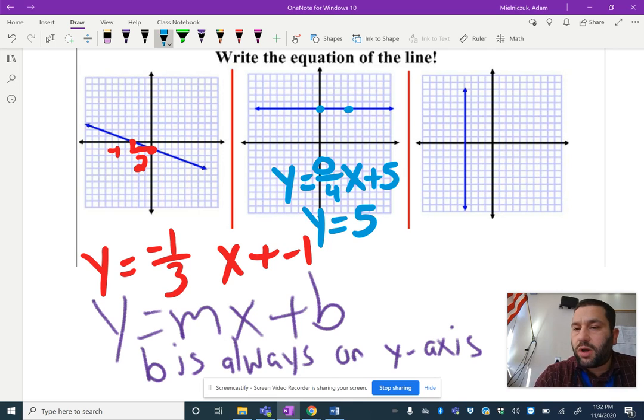And then our last one, we learned in the previous video that when they're vertical, they're just x equals equations. So it would be what? X equals -1, -2, -3, -4.